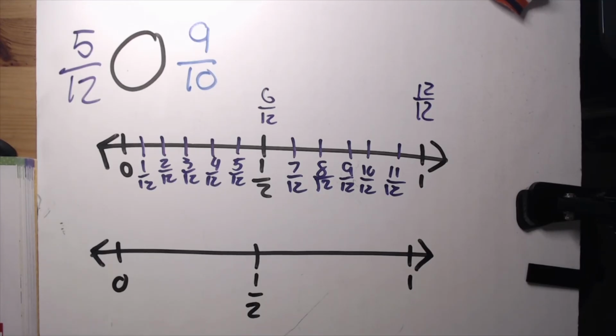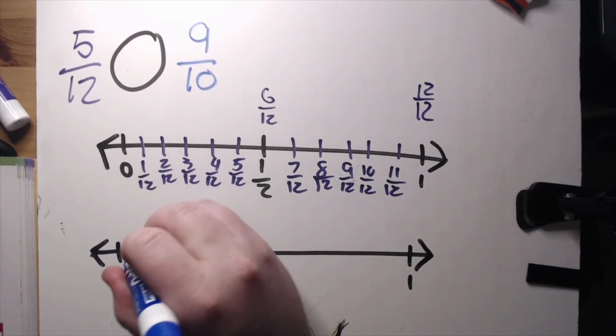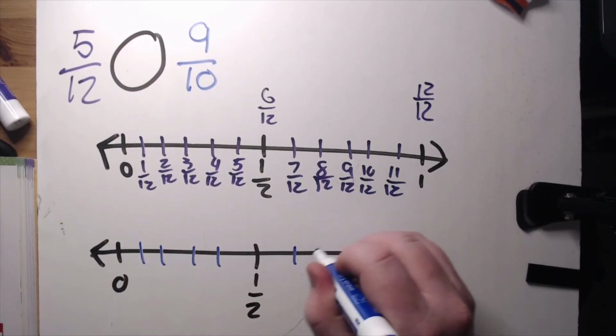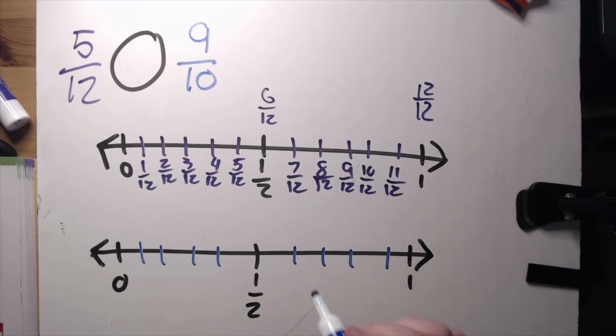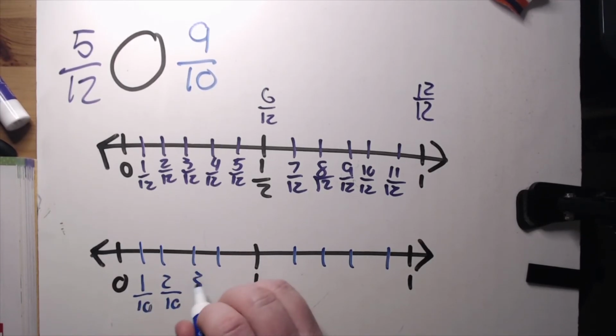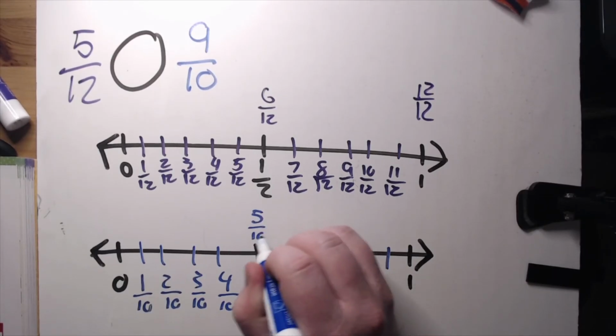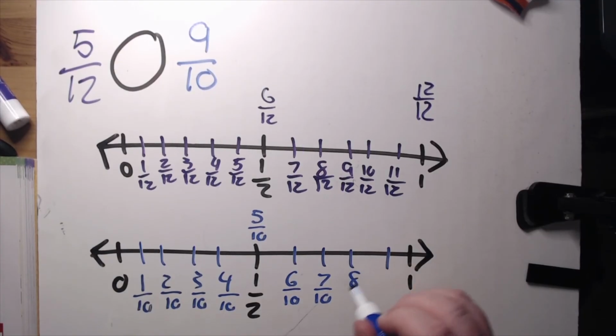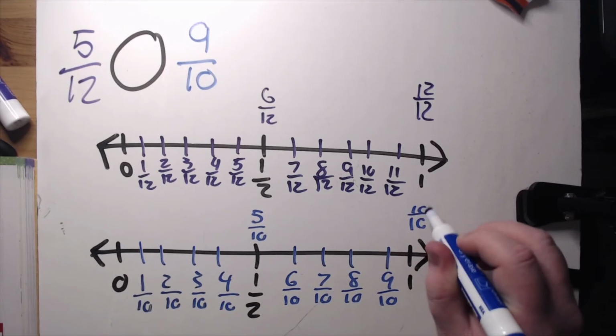Now, our next number line is going to be split up into tenths. So we need to go ahead and split it up. So we have 1, 2, 3, 4, 1, 2, 3, 4. And then the reason why I only put 4 lines is because these ones right here are the fifth. So let me show you. 1 tenth, 2 tenths, 3 tenths, 4 tenths, 5 tenths, 6 tenths, 7 tenths, 8 tenths, 9 tenths, 10 tenths. Okay?